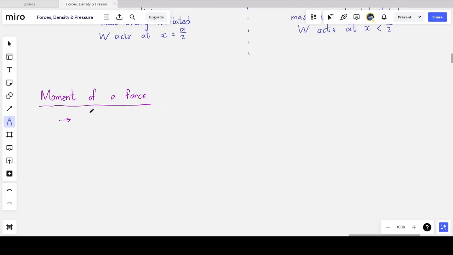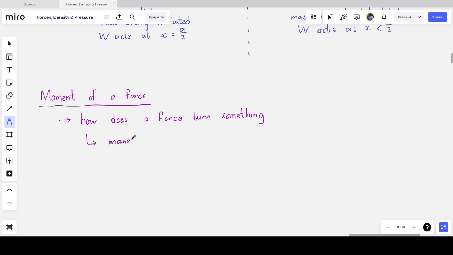So what is a moment of a force? Well, there's a question I want to ask, which is, we know how a force moves something. Like, if I push something, it moves away from me. If I pull something, it moves toward me. But how does a force turn something? That's the question that we need to ask when we're thinking of the moment of a force. And the answer to this, how a force will turn something, is the moment.